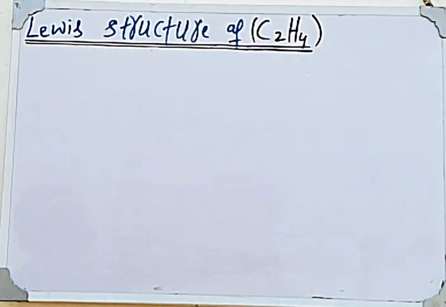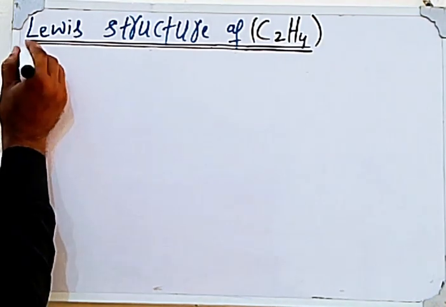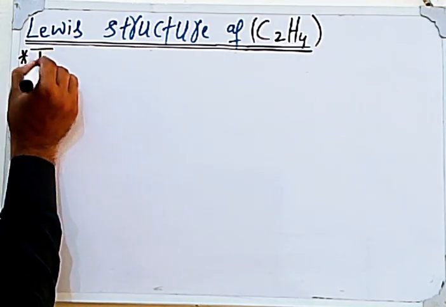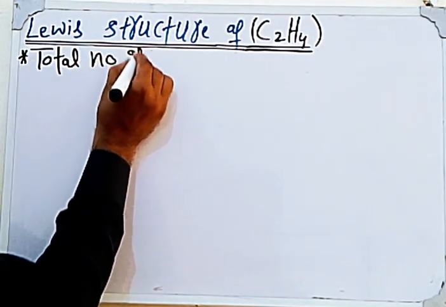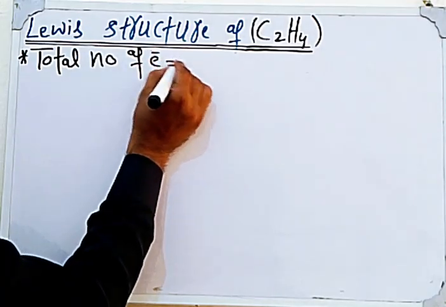In this video, students, we are going to draw the Lewis structure of C2H4, which is called ethene. Students, we know that to draw the Lewis structure, first of all, we have to calculate the total number of electrons.